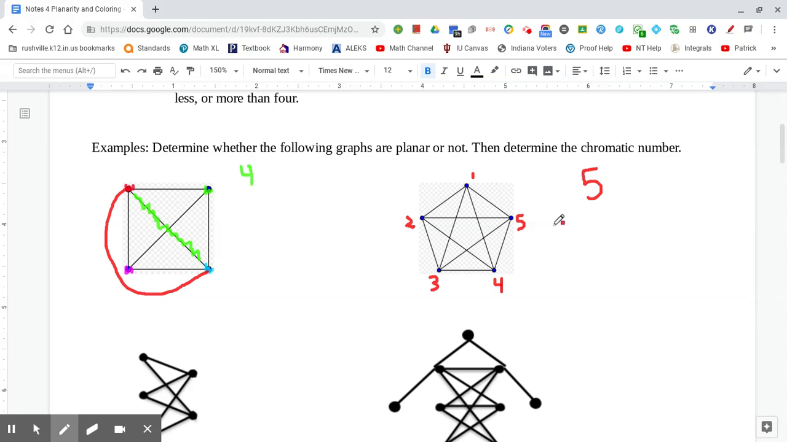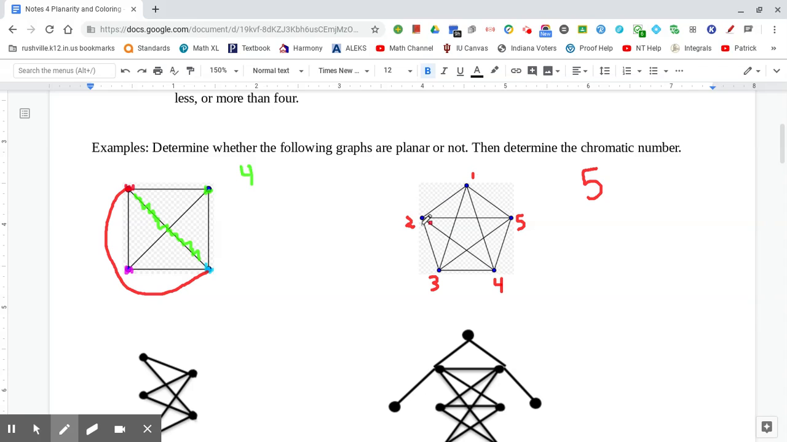All right, and so this tells me something. Because the chromatic number is 5, this graph cannot be planar. I can't try to untangle this. It won't work. I can get some of the edges untangled, but I can't get them all untangled. Why do I know that? Well, one reason is because the chromatic number was 5, and if the graph is planar, the chromatic number has to be 4 or less.